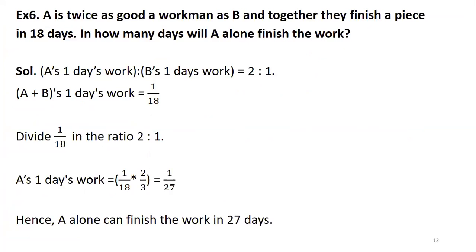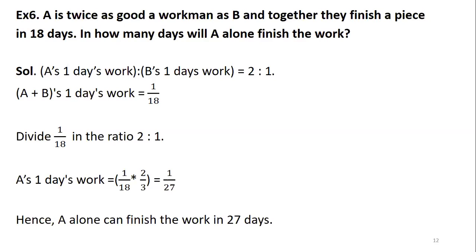A is twice as good a workman as B, and together they finish a piece of work in 18 days. In how many days will A alone finish the work? So A's capacity and B's capacity is given. A is twice as good as B, so it is 2 is to 1. Now A plus B's 1 day's work is 1 by 18.